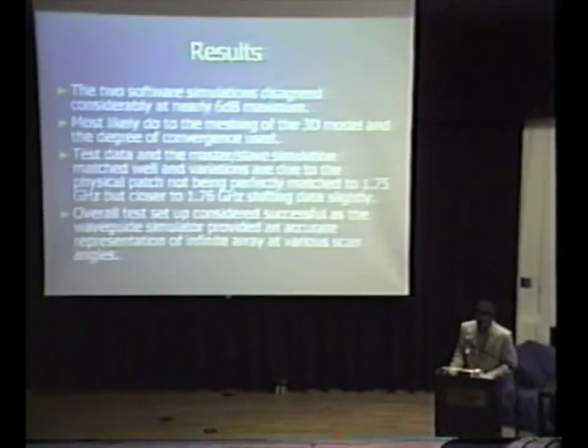A comparison of the test data resulted in the two software simulations disagreeing considerably at 6 dB, but this isn't as much of a variance as it seems, because if you looked at regular magnitude, it wouldn't be that much of a variance. This is most likely due to the meshing of the 3D model and the degree of the convergence used. The software breaks down the 3D model into pyramids, tetrahedrons, and variations in that can produce differences in results.